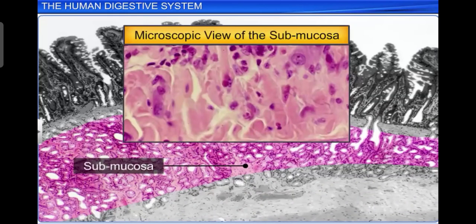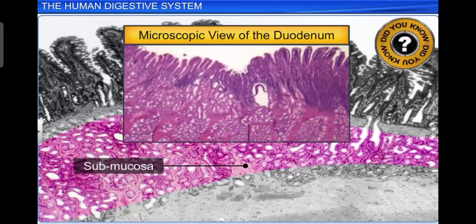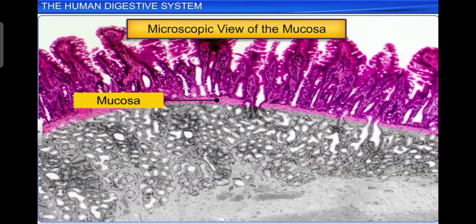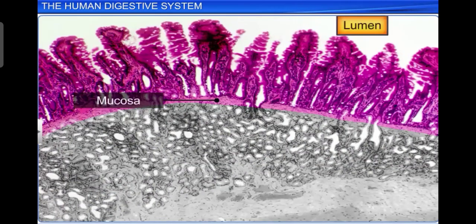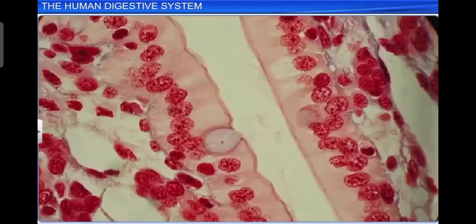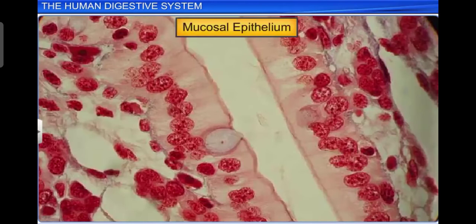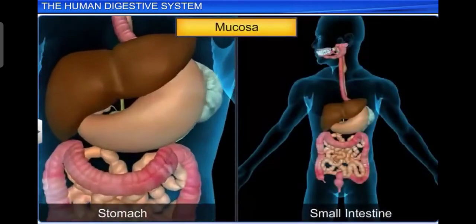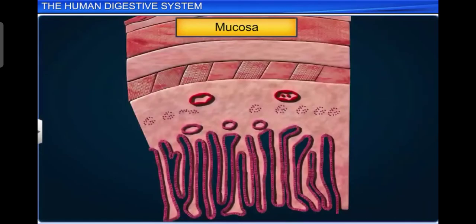The submucosal layer is formed of loose connective tissues containing nerves, blood, and lymph vessels. In the duodenum, glands are also present in the submucosa. The innermost layer lining the lumen of the alimentary canal is the mucosa. Mucosa forms irregular folds, called rugae, in the stomach, and small finger-like folding called villi in the small intestine. So these are two structures of the mucosa.